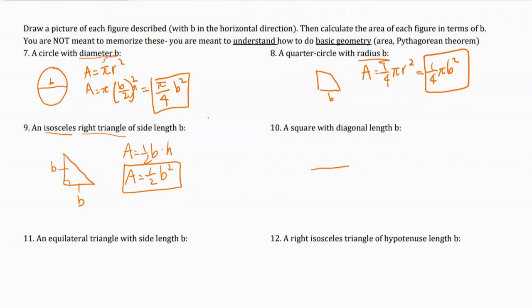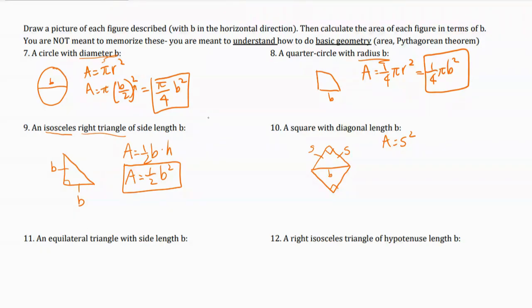A square with a diagonal length B. So remember, I want your B to be in the horizontal direction. So if the diagonal of a square is B, it's going to look like this. Okay, so let's start with the area of a square. The area of a square is side squared, so I'm going to let that side be S. And I need to solve for S in terms of B to plug it into my area function.